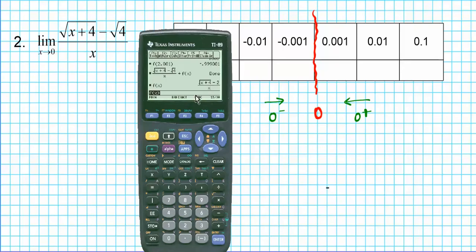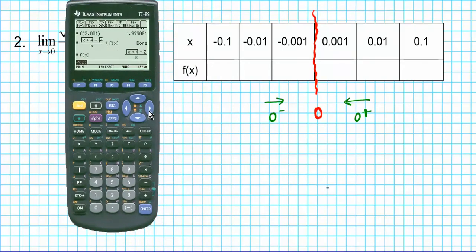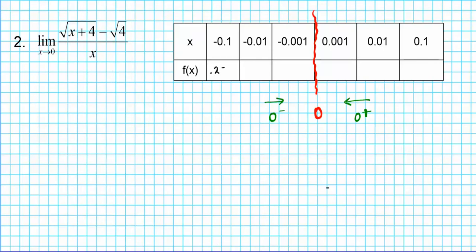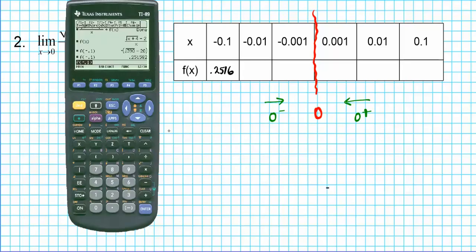All right, so now we're going to start plugging in the values and see what outputs we get, okay? So I'm just going to do these three and then write it into my table. So negative 0.1, enter. So we have 0.2516. So 4 decimal places. All right, we're getting closer to 0 from the left side. And then that gives us 0.2502.